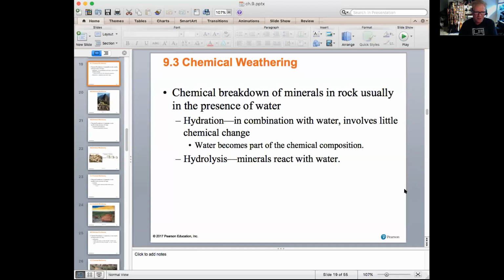Okay, so let's talk about chemical weathering. It's kind of the same process, only instead of physical processes like freezing or salt crystallization or tree roots, for example, this is done chemically. But the result is kind of the same. It breaks apart the rock. It's just done by a different process.